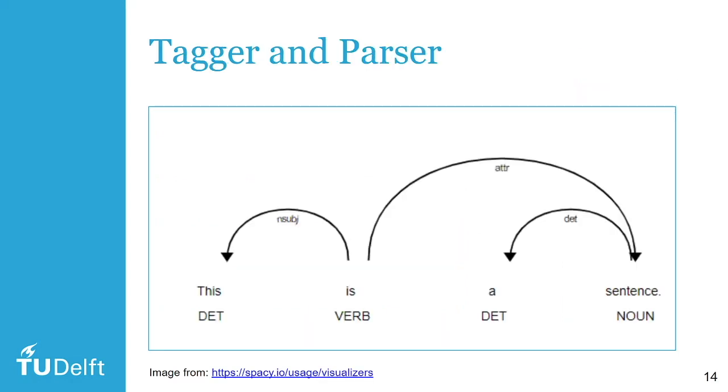SpaCy, in its basic pipeline, has a tagger component together with a parser component as the next in line. It assigns part of speech tags, such as verb or noun, to the tokens. It also will check existing models for dependencies between the tokens.